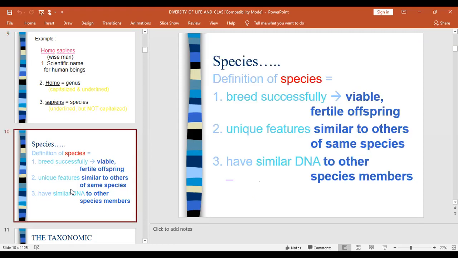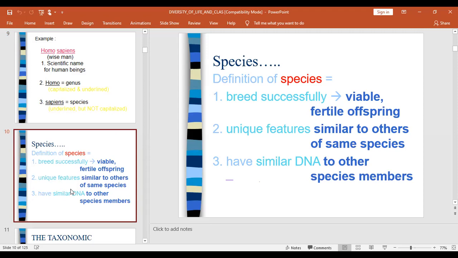So if we look at the definition that is on the screen, we are saying that one, a species must be able to breed successfully. Successful breeding means that they produce viable and fertile offspring. These offspring must be able to reproduce again. That is what we call a species.